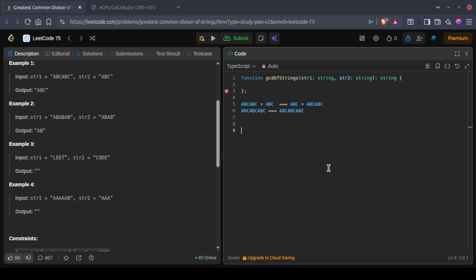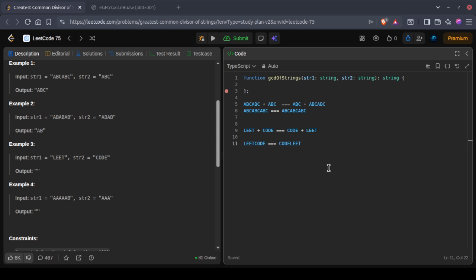But if I check example number 3, I have leet plus code, and whether it is equal to code plus leet. They are not equal. Why? Because in the result I get leetcode versus codeleet, and they are not equal at any cost. Because if both strings are made from the same base pattern, then joining them in any order should give the same result, right? So LeetCode is our fail case and ABC is the pass case.